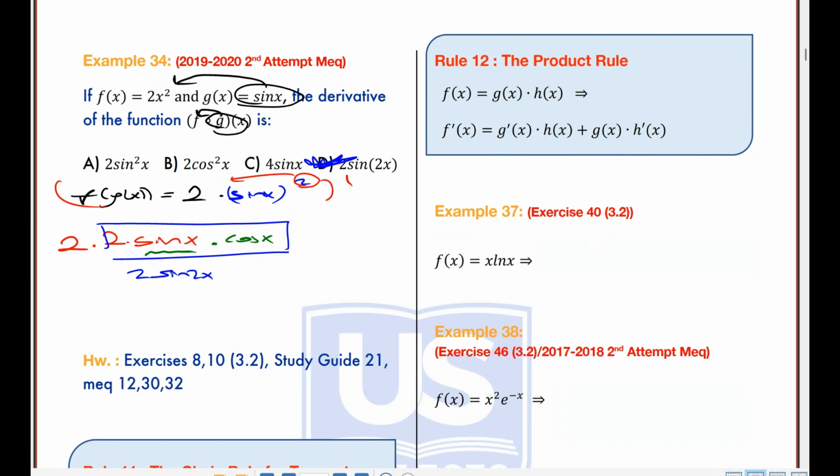So the first question, exercise question, x times ln x. The first function is x, second function is ln x. So derivative of the first, derivative of x is 1, multiplied by second, write as it is, plus first function, which is x, multiplied by derivative of the second function. Derivative of ln x is 1 over x. So x's cancel each other. We are left with ln x plus 1.